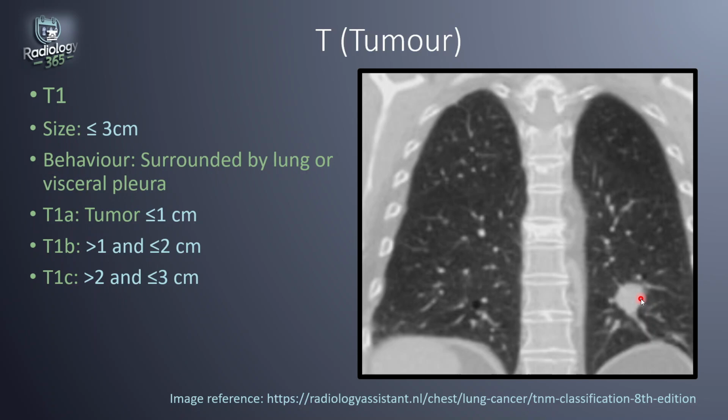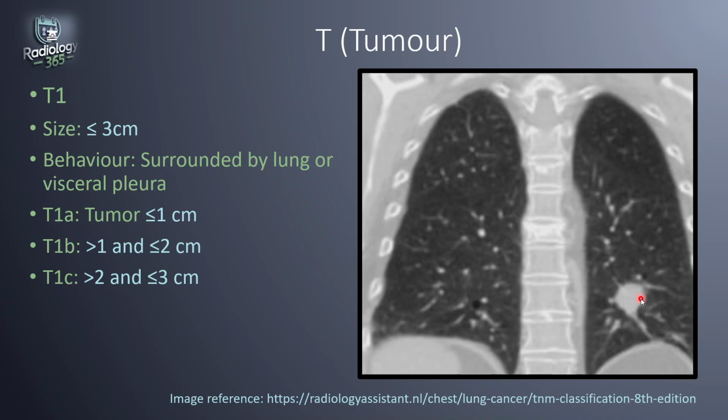So for T1, for instance, under the size category, any tumor that is less than 3 centimeters is a T1 tumor. Now, it has been figured out that for every 1 centimeter increase in size up to 5 centimeters, there is a proportional decline in survival. So T1 tumors that are less than 3 centimeters have been subclassified into T1A, T1B, T1C with 1 centimeter increments. So less than 1 centimeter is a T1A tumor, less than 2 centimeters but more than 1 centimeter is a T1B, and more than 2 centimeters but less than 3 centimeters is a T1C tumor.